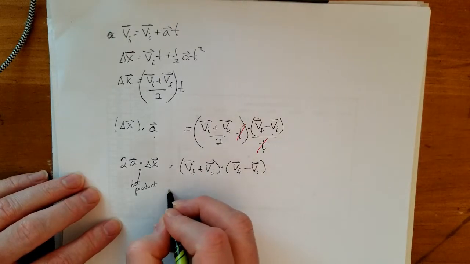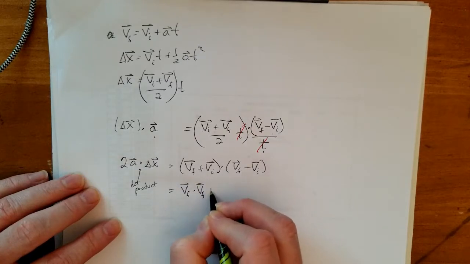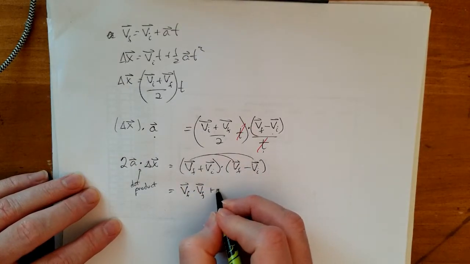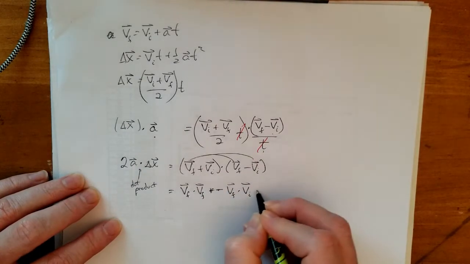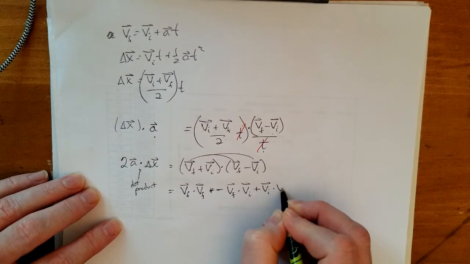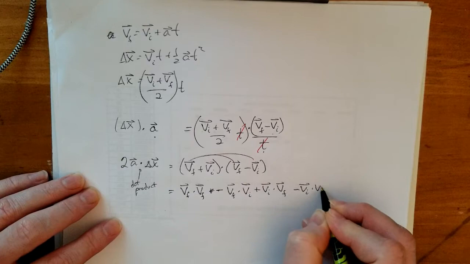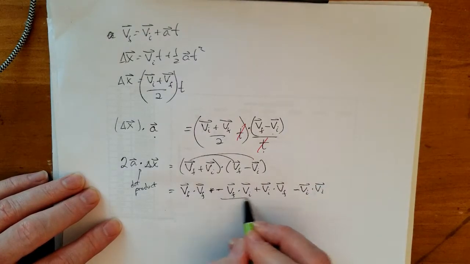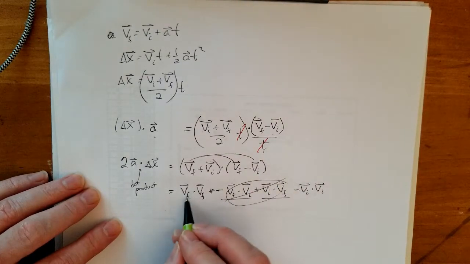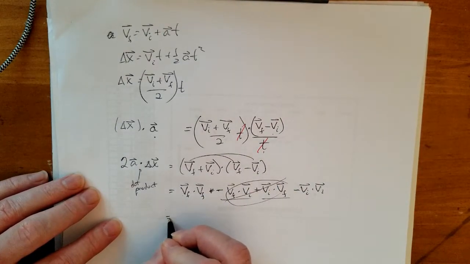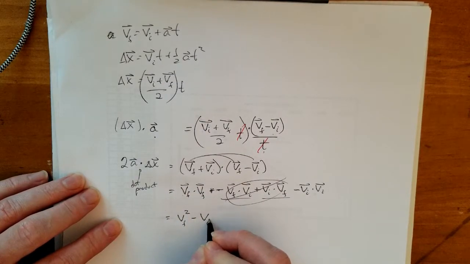So now I'm going to FOIL. So I have VF dot VF minus VF dot VI plus VI dot VF minus VI dot VI. So just FOIL. These two right here, I've already commented that the commutative property holds. Those will cancel out. VF dot VF, that is just VF squared. Notice that the vector symbol has disappeared. And this is VI squared.